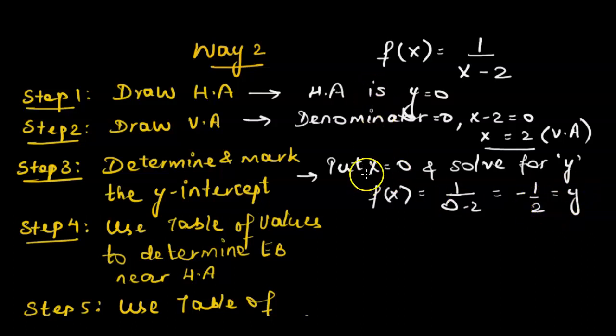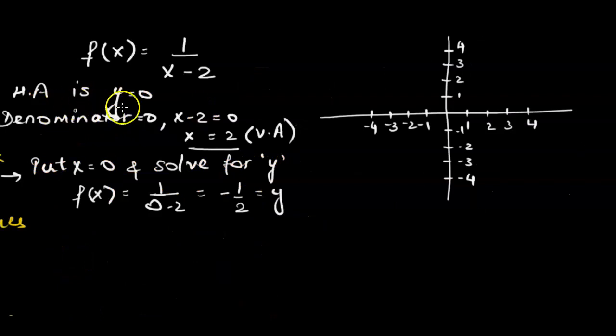Now we'll first use these 3 steps to mark on the grid, and then we'll go over step 4 and 5. Our horizontal asymptote is y equal to 0, so we'll make a horizontal asymptote line on the x-axis. Vertical asymptote is x equal to 2, which is going to be here. Y-intercept is negative half, which is going to be somewhere here. First 3 steps are done.